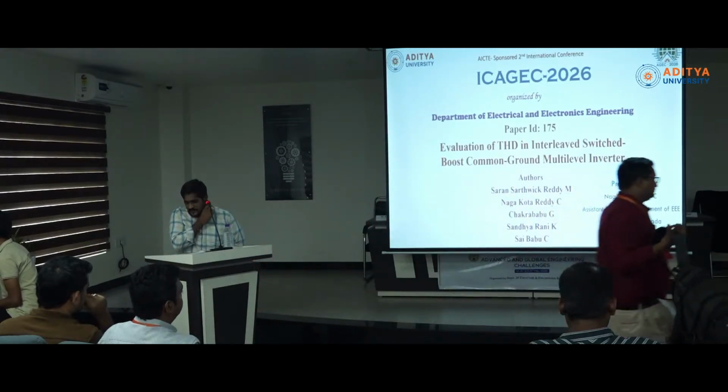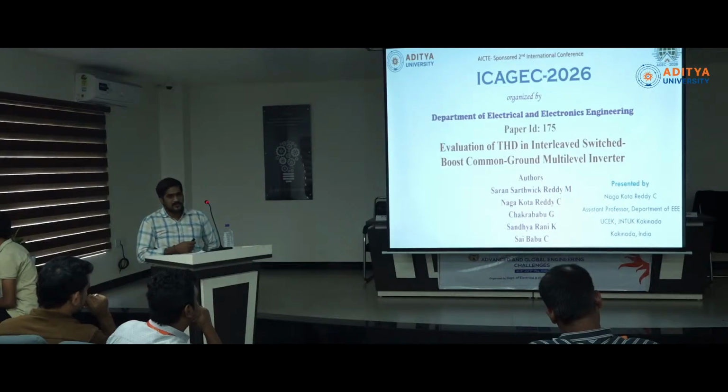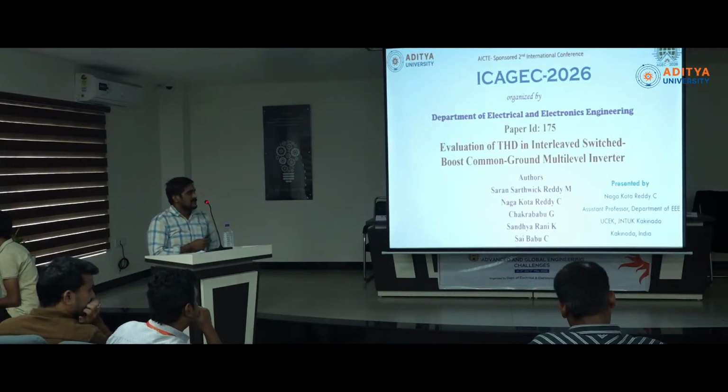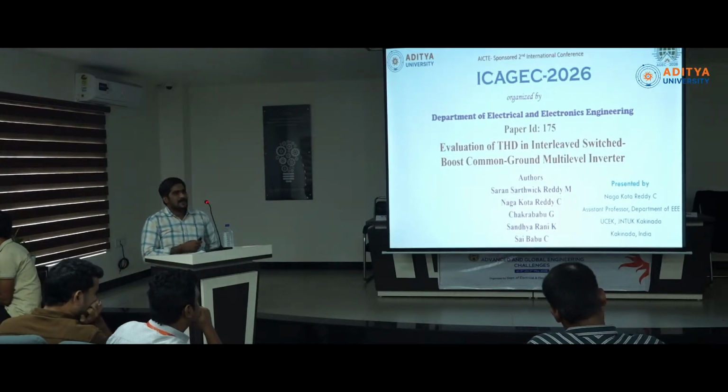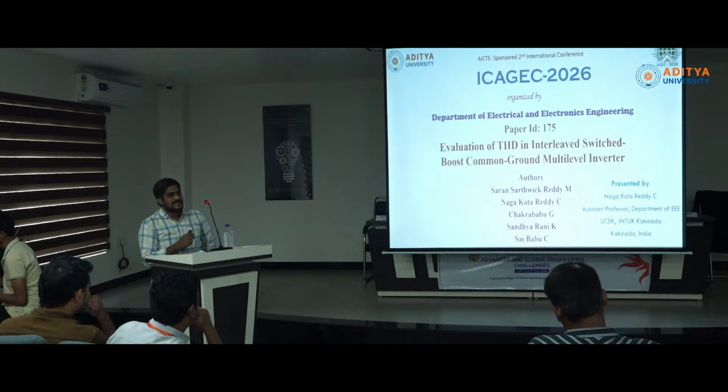My paper ID is 175 and the title of the paper is Evolution of THD, that is Total Harmonic Distortion, in an Interlude Switched Boost Common Ground Multi-Level Inverter. The main objective is to eliminate the bulk transformer as well as the leakage currents in the transformer.